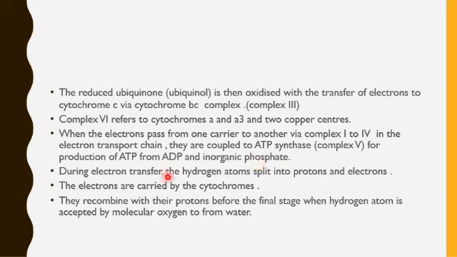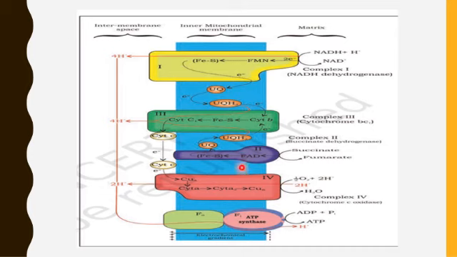During the electron transfer, the hydrogen atom splits into protons and electrons. The electrons are carried by the cytochromes. They recombine with protons before the final stage when the hydrogen atom is accepted by molecular oxygen to form water, known as terminal oxidation. So once again go through this diagram, that is your first complex, and NADH is oxidized to NAD. Hydrogen ions are going to split into electrons and protons.